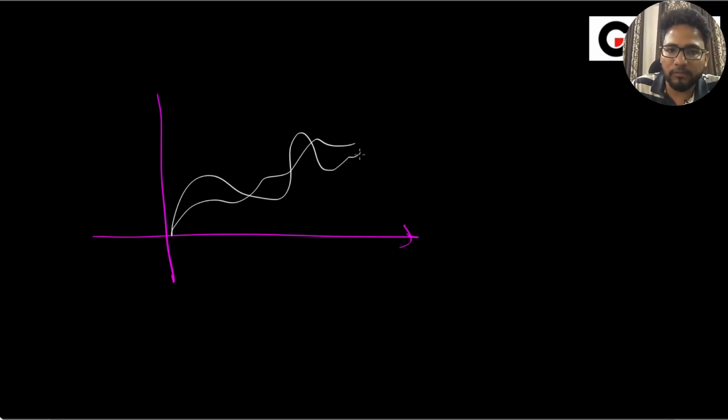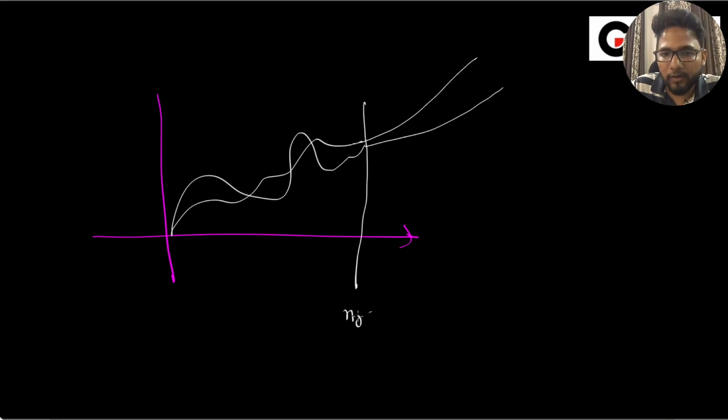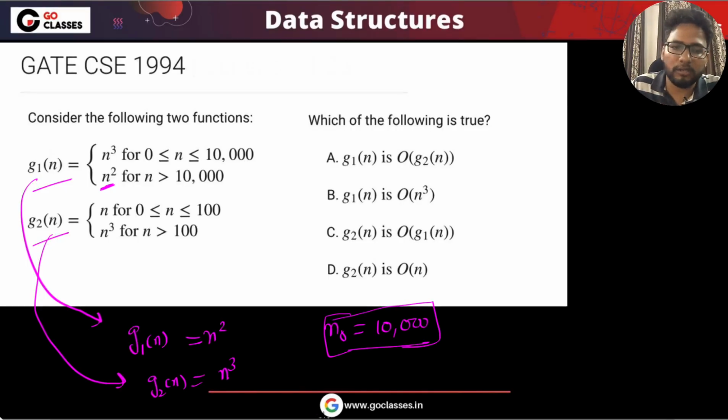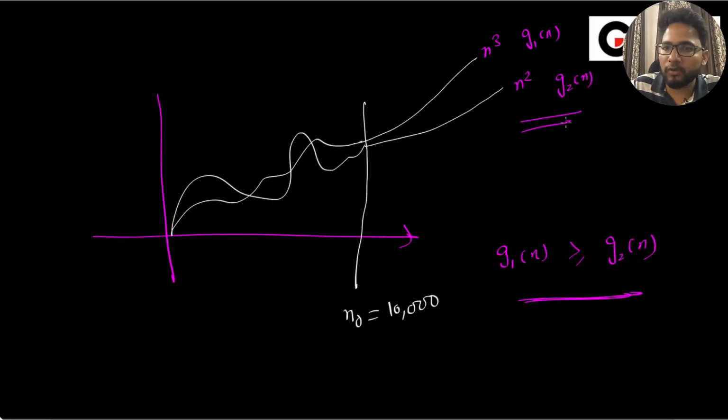Maybe something is happening before, but after a certain point one function is n cube and one function is n square. So after a certain point, which is n naught equal to 10,000, let's suppose this is n cube and this is n square, which is g1n, and this is g2n, right? Okay, sorry, it is n square and it is n cube, so this is g2 and this is g1, right?